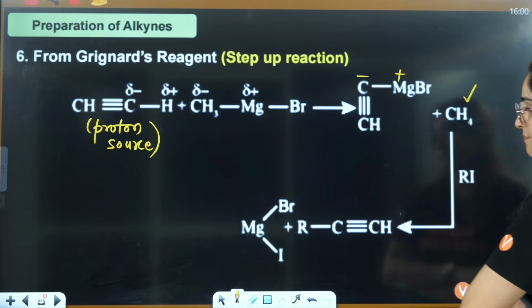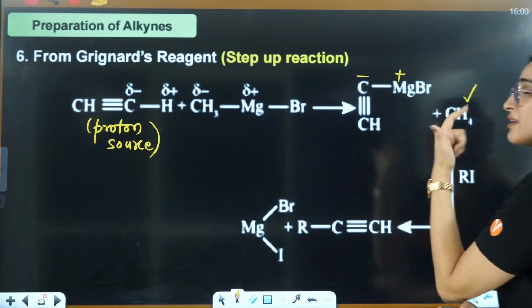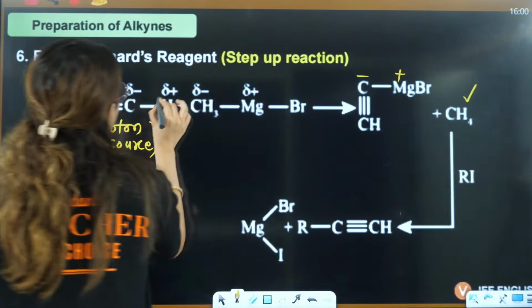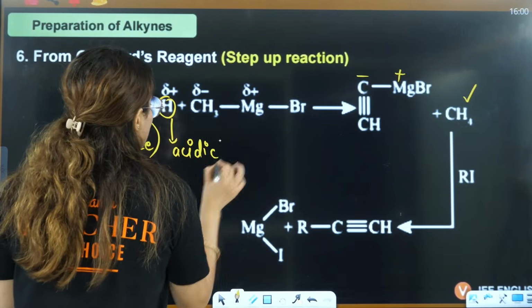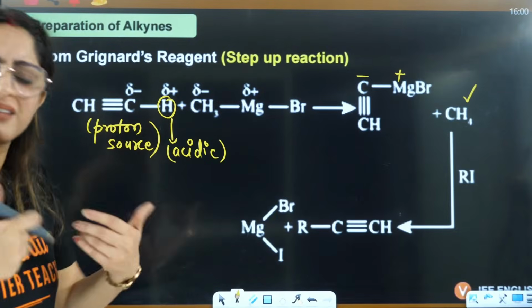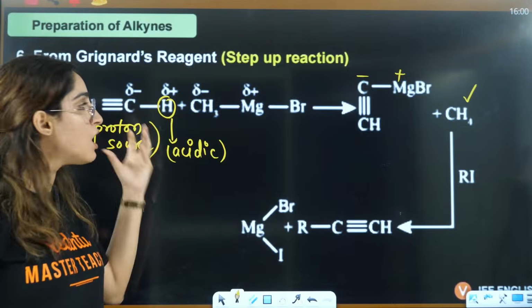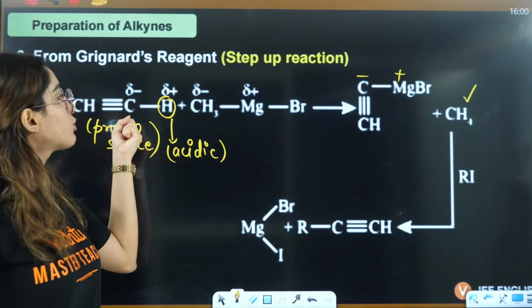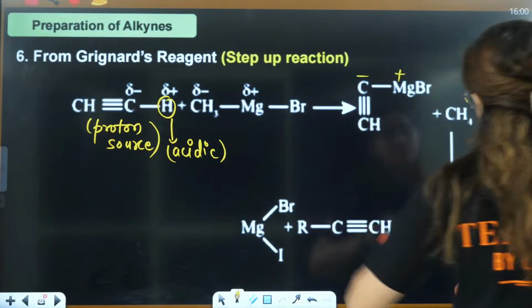Whenever you have this kind of situation, all this is happening because this hydrogen is highly acidic in nature. We will talk in the next class about why this is so acidic. This hydrogen is like, I want to go. That's why it's a very good proton source. When Grignard reagent finds a proton source, it gets converted to alkane and the corresponding alkyne is formed here.